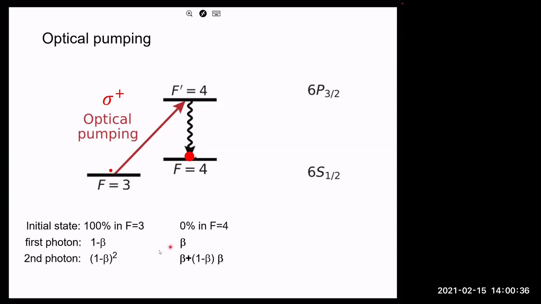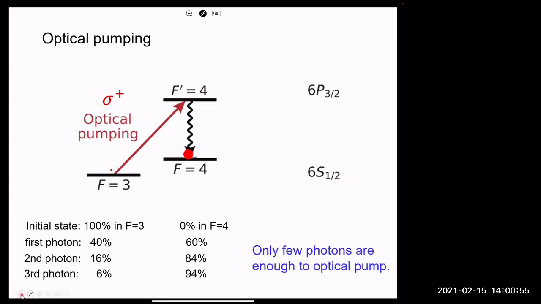The second time, you get a bit more into f equal to 4. But again, it's also possible that even after the second excitation the particle can decay back to f equal to 3. And that probability is now (1 minus beta) squared. You don't really need to follow this algebra, I'm just showing one example.